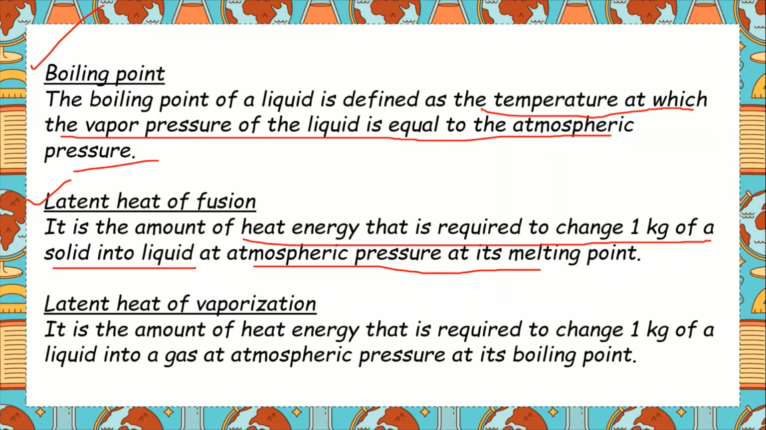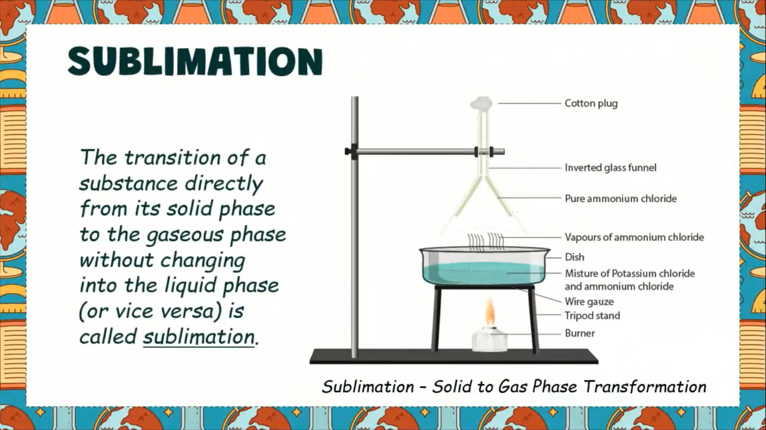The latent heat of vaporization. It is the amount of heat energy that is required to change 1 kg of a liquid into gas at atmospheric pressure at its boiling point. Sublimation. The transition of a substance directly from its solid phase to the gaseous phase without changing into the liquid phase, or vice versa, is known as sublimation.